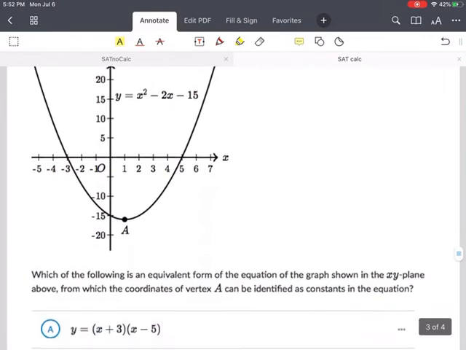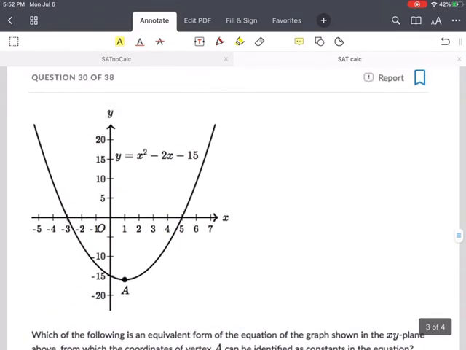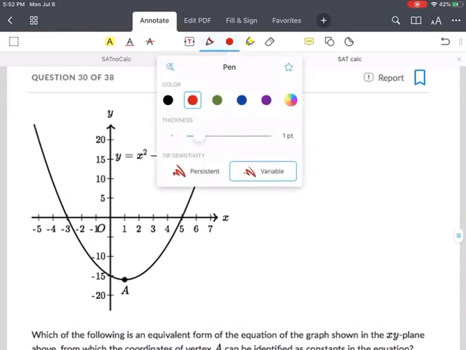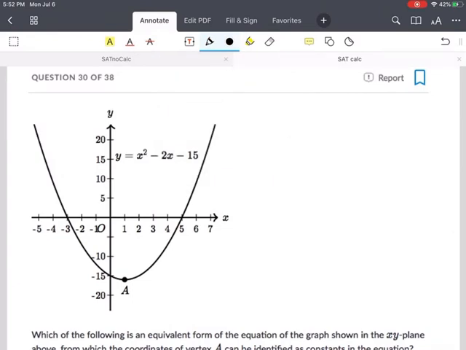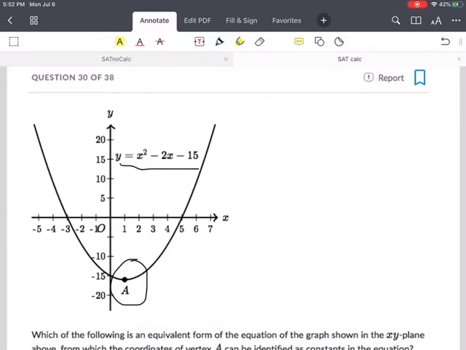Moving on to the third multiple choice question I have here. It's a little longer question, so we're going to look at the diagram first, and then we're going to go on to the question. We have a parabola here. They give us the equation. They have the vertex labeled as A. That's pretty much it. So now let's go to the question.